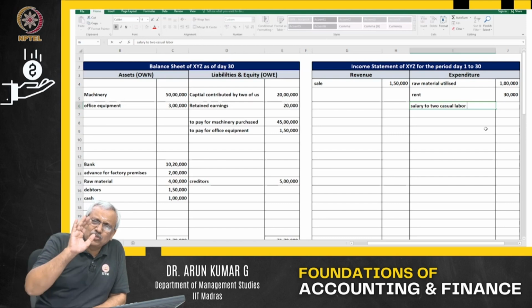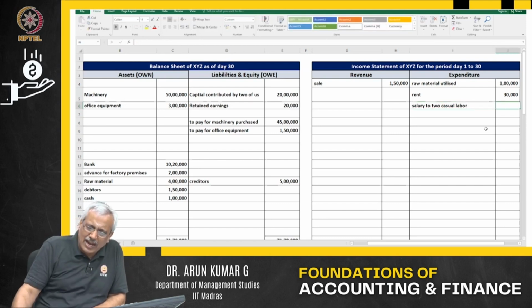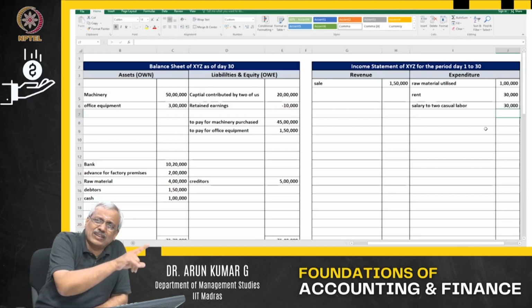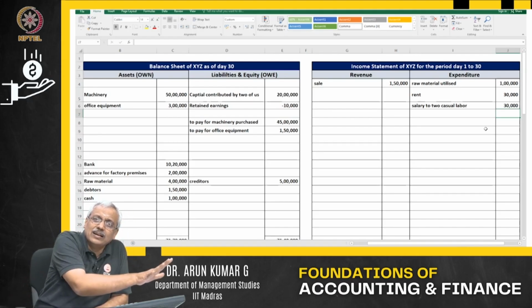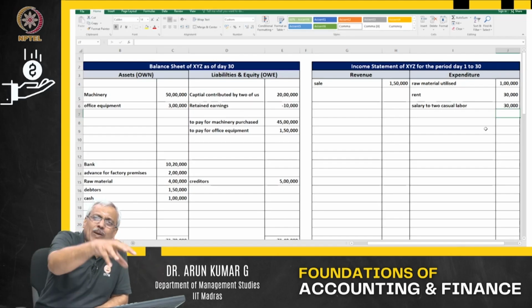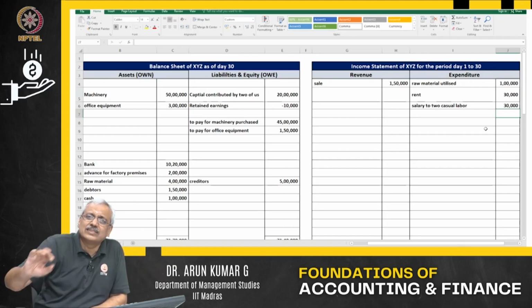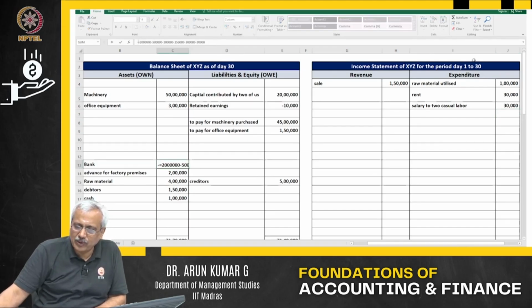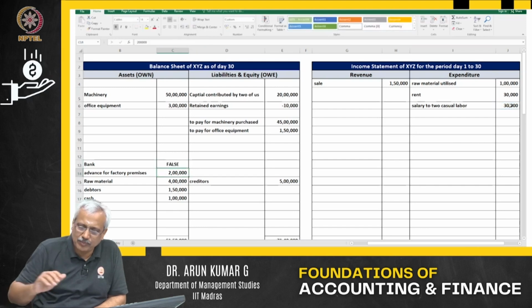They have been employed through the month. So how much am I paying? I am paying about 15,000 per person into 2 people. So 30,000 is the money that I paid, because it is an expenditure. Why? They have worked for me for the entire month. They might have sat idle, but they have devoted their time to me for the entire month. So I am liable to pay. Moment I pay, what happens? My bank balance reduces by the same amount.